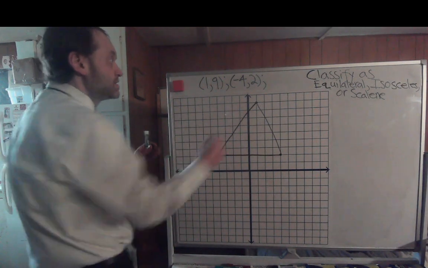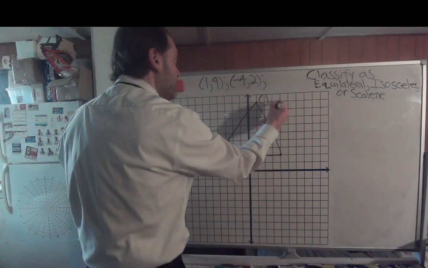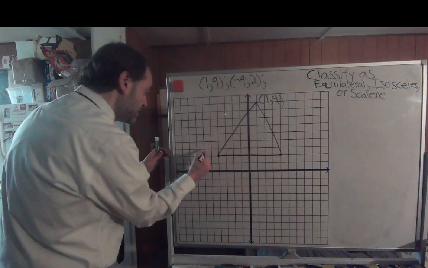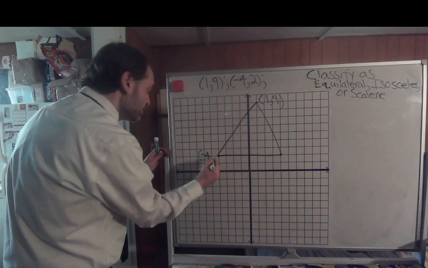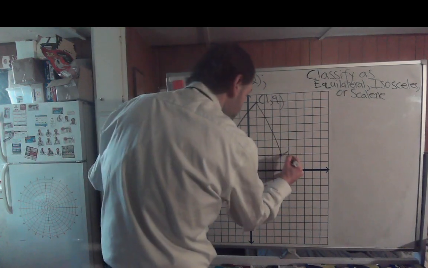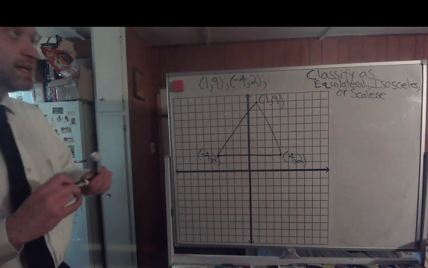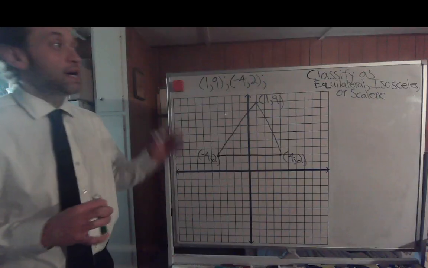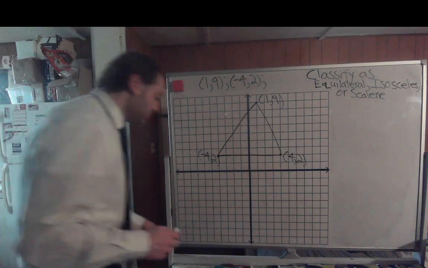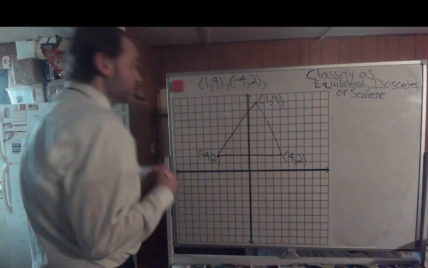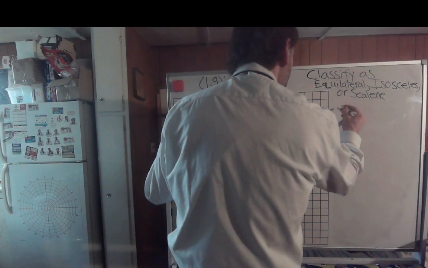All right, so let's label these points here. I got 1, 9, negative 4, 2, then I have 4, 2 right here. We have to determine, is this triangle equilateral, isosceles, or scalene? Well, let's find out. Let's start doing the distance formulas. So let's go between 1, 9 and negative 4, 2.